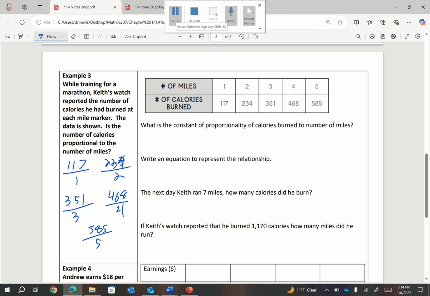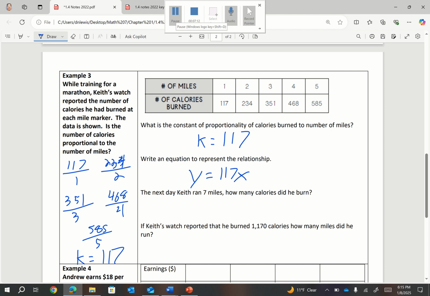And if you plugged all those into your calculator, you would see that you would keep getting 117. So 117 calories burned. So we've got our constant of proportionality is 117. Write an equation to represent the relationship. So we use our equation y equals kx, and we plug in that 117 times x. There's our equation.